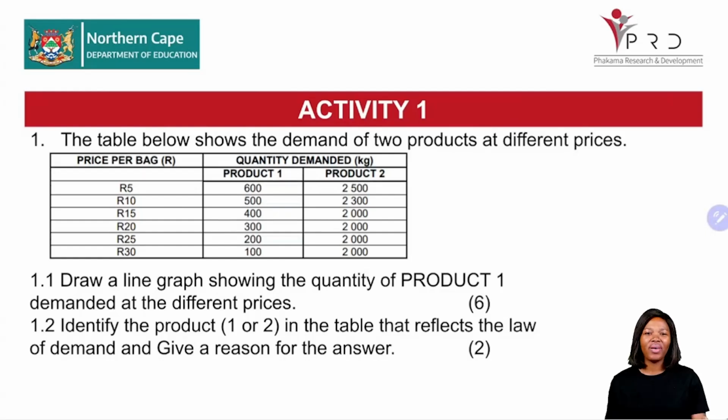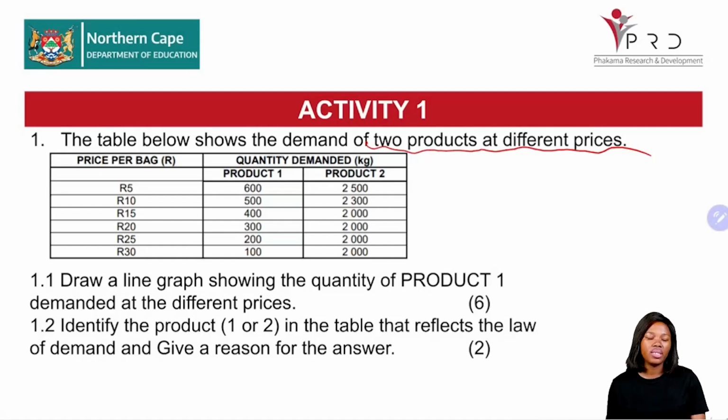Now, welcome back. Let us look at our first activity of the day, that deals with supply or the demand. The table below shows the demand of two products at different prices. We have the price per bag, and then we have the quantity demanded.